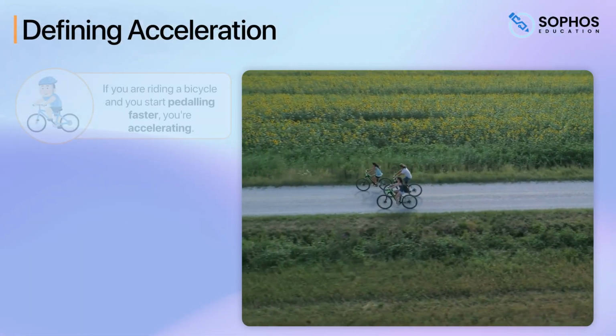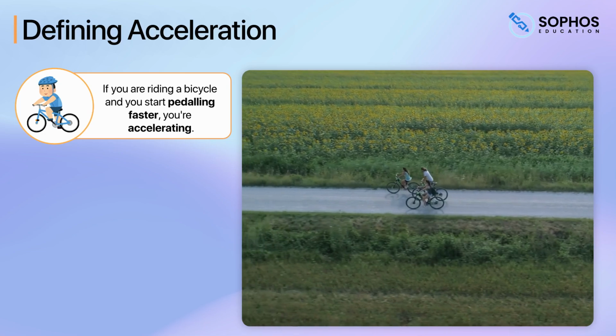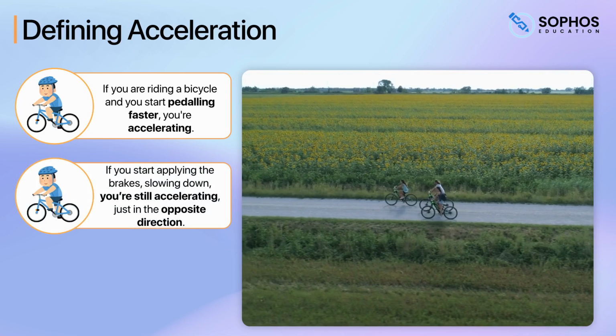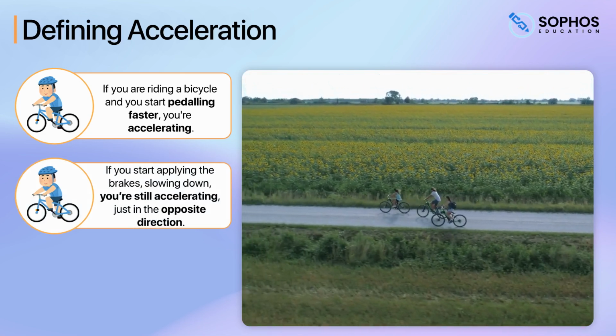For example, if you are riding a bicycle and you start pedaling faster, you're accelerating. If you start applying the brakes, causing you to slow down, you're still accelerating, just in the opposite direction.